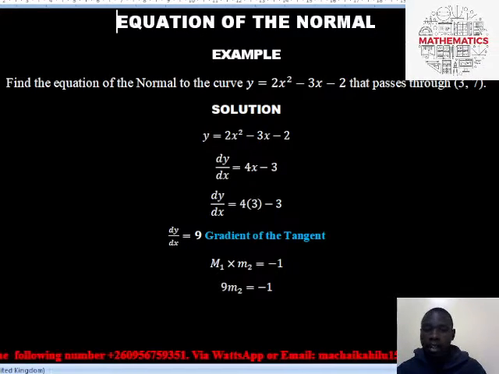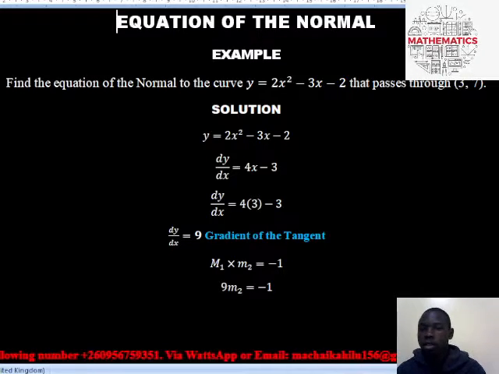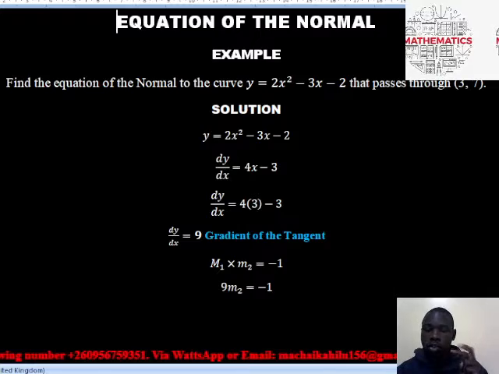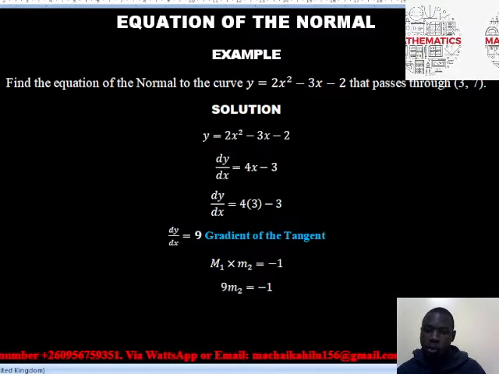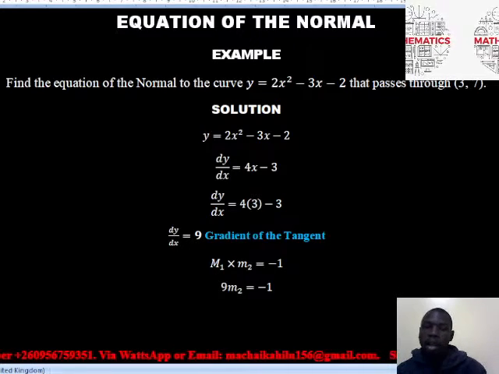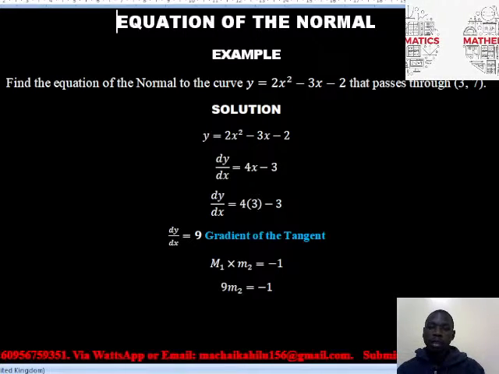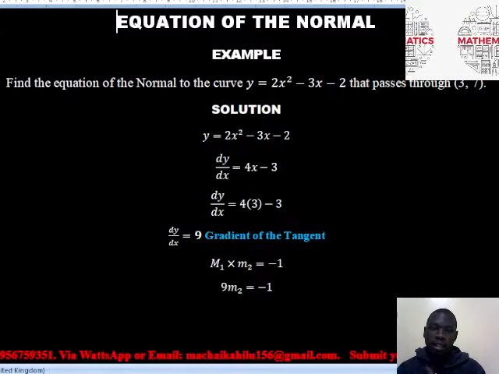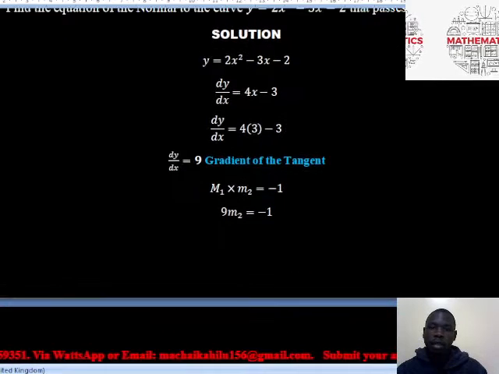After finding the gradient of the normal, that's when we can move on to find the equation of the normal. So we need to know two things. One, differentiating. Two, we need to find the gradient of the normal. From there, that's when we can move on to find the equation of the normal. Having said that, let's jump to our solution and see how we can solve that particular question.